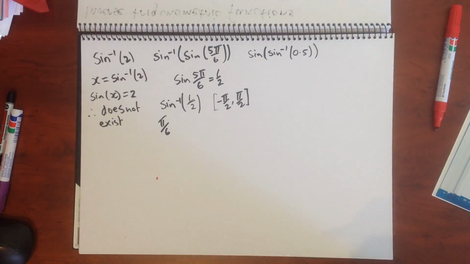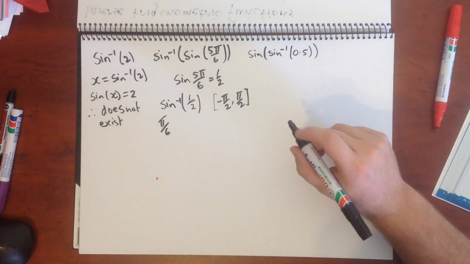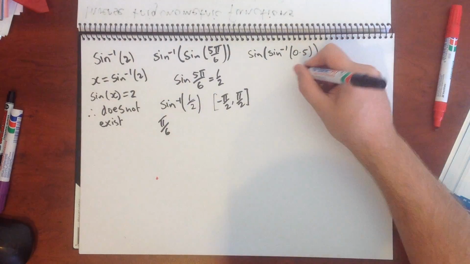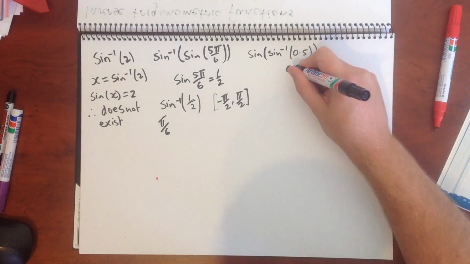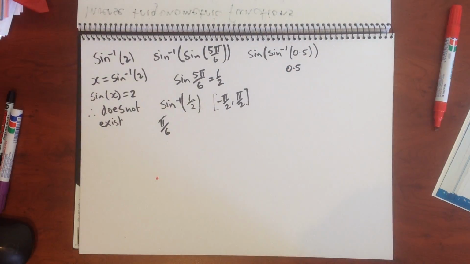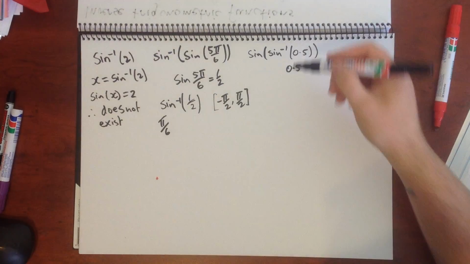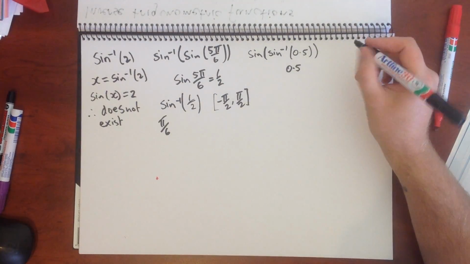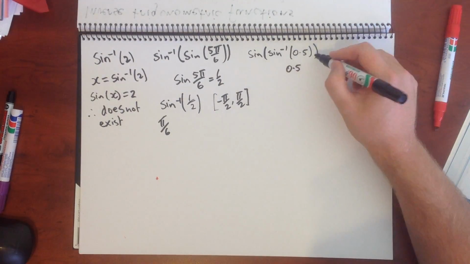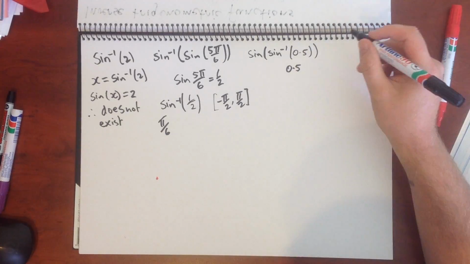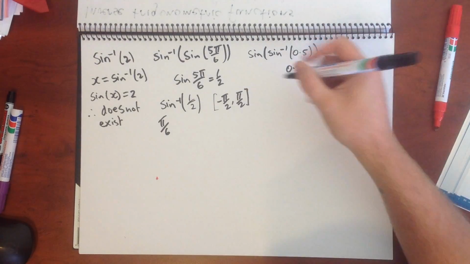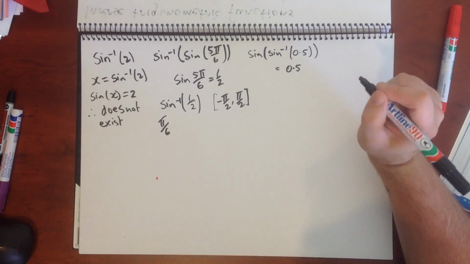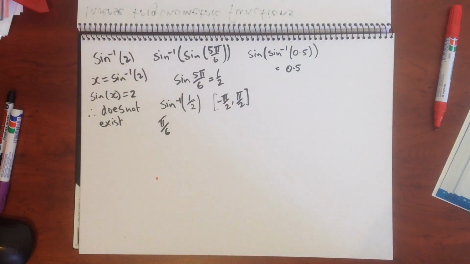When we're looking at our last one, that one is simply 0.5, because we're in our right domain of negative 1 to 1. If we take the inverse of that, we'll get a value, which then when we take the sine of it, we just get back to that same value. So it's not much work at all for that one. It's just to state the result.